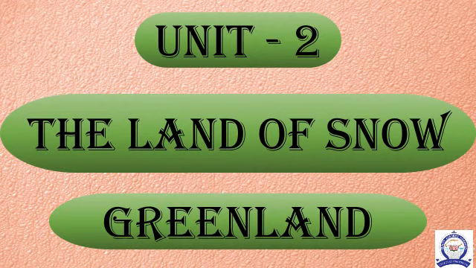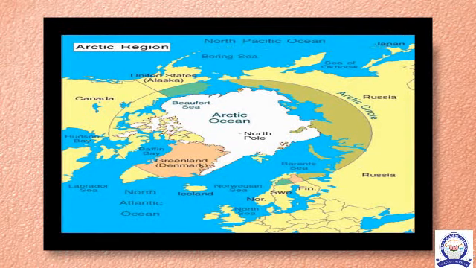Children, today we are going to discuss about Greenland. It is also known as the land of snow. Well, as you know, our earth has two poles, the North Pole and the South Pole. The region around the North Pole is known as the Arctic Circle and the region around the South Pole is known as the Antarctic Circle. It is also known as the polar region.